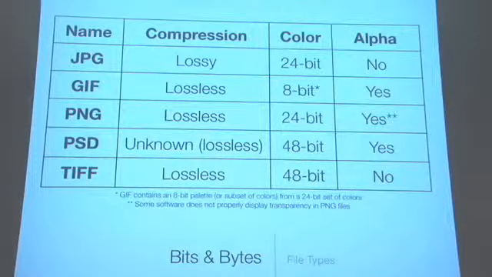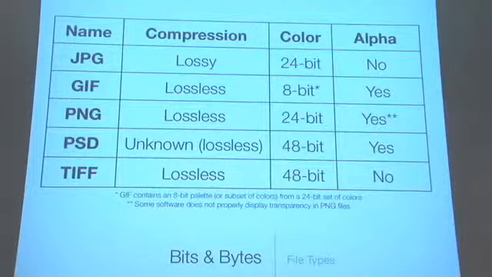So PSD, that's a Photoshop type file. I don't actually know what type of compression they use. If any of you happen to be on the Photoshop team, please tell me. And it can actually support 48-bit color, which, as you remember, means it has the 3 channels, and when I say channel, I mean it has the 3 colors, red, green, and blue. Each one is 16 bits. And it can also support transparency within layers, and we'll talk about Photoshop in the future.